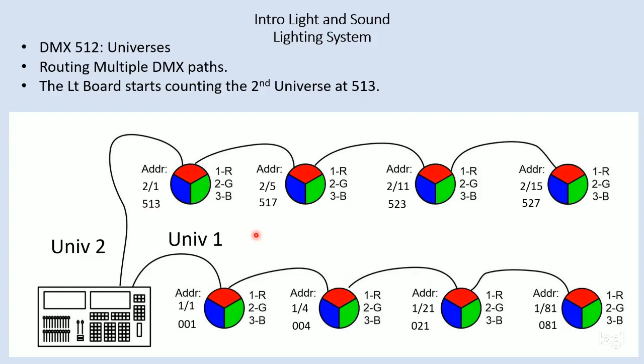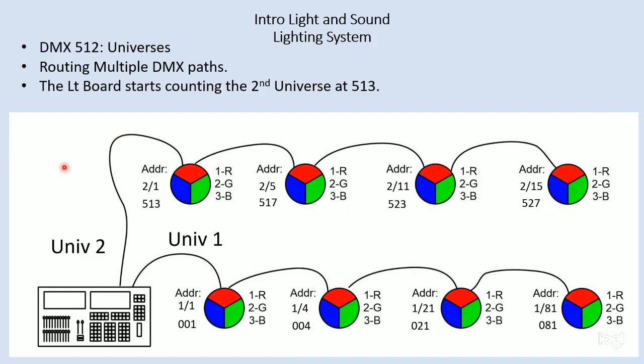If we were to skip up 5 for our next fixture, it's going to be address 517 as far as the light board is concerned. But the fixture is going to be set to a starting address of 5. The next fixture has a starting address of 11, and for the light board to control it on universe 2, it's going to send out information to address 523, which means it's on the second output and address 11.